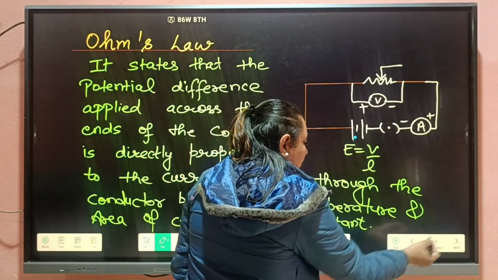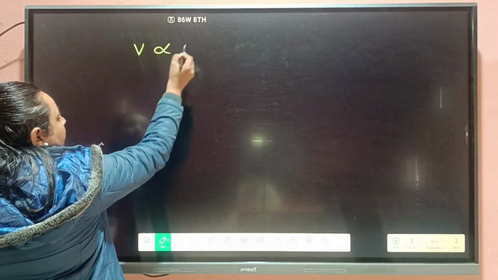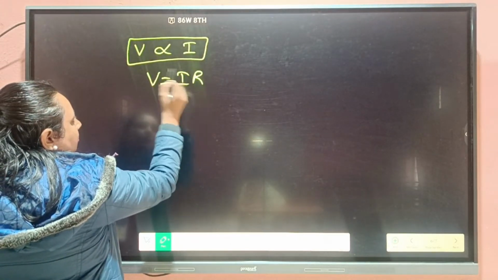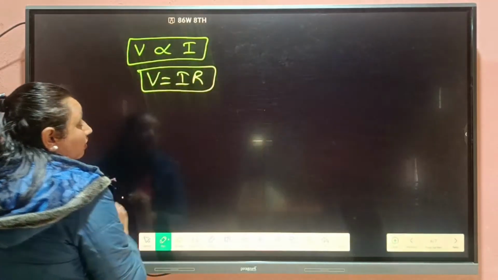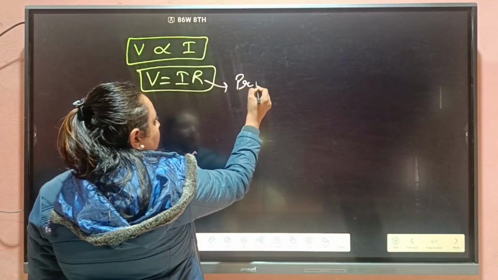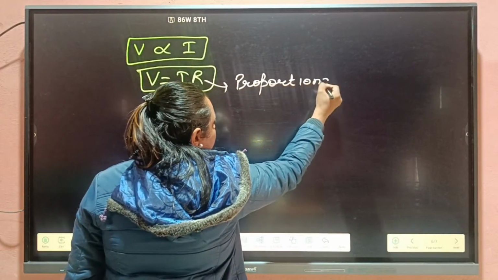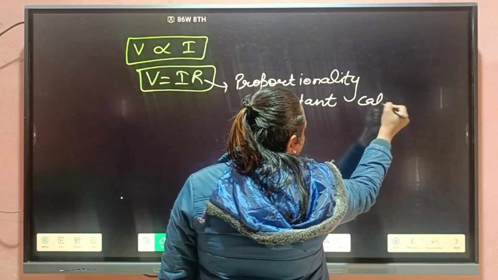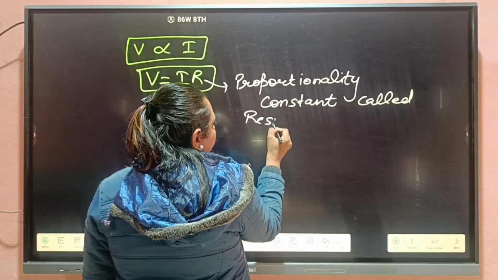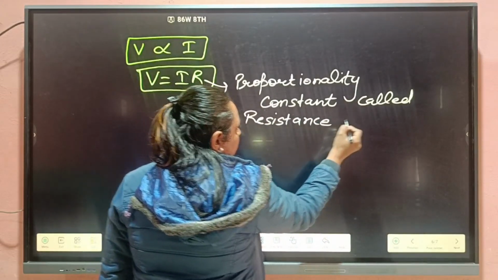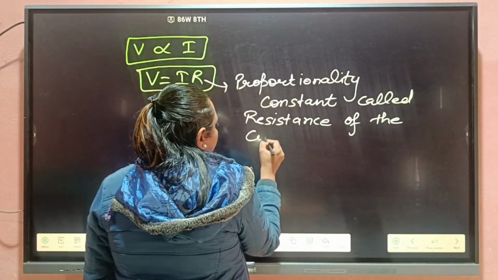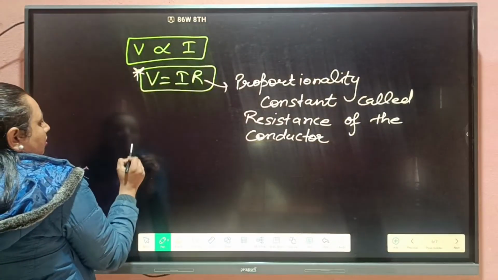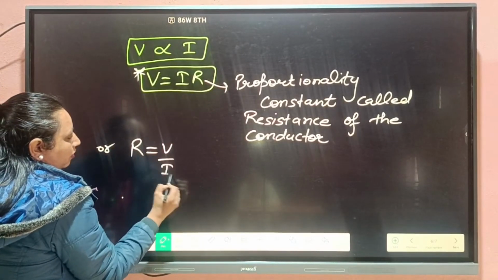So this is Ohm's law, that is V is directly proportional to I. When we remove this proportionality sign, V is equals to IR. What is R? R is the proportionality constant called resistance of the conductor, right? That means R is equals to V upon I.